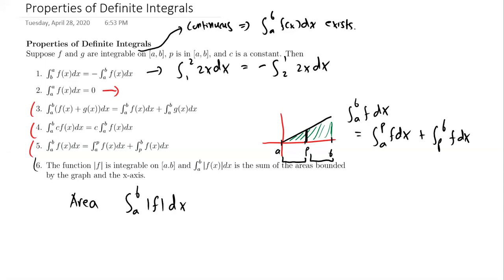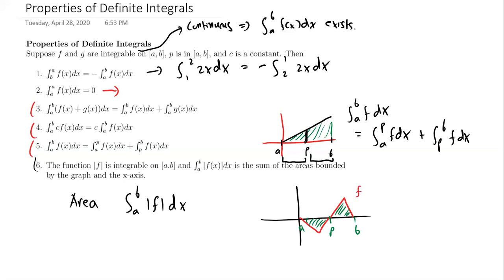Why? Because what does absolute value of f do? It makes the function positive. So, for example, we have a function that looks something like this. So like this on this interval, and like this on this interval. Right? Suppose this is a, this is p, and this is b. We want to find the net area. Well, we're looking at this here. And assuming this is f.